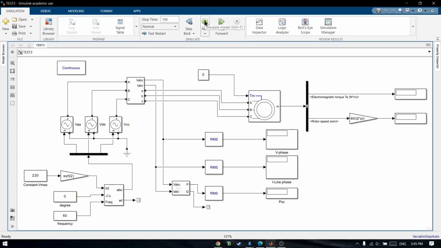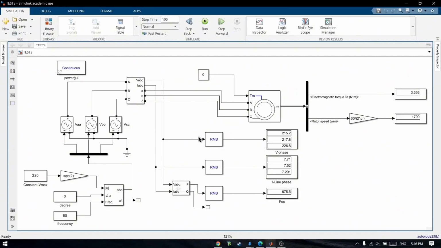Okay, here is the simulation model for the no-load test: voltage source, synchronous machine block, RMS block, speed and torque output, constant voltage, and frequency input. I will run the simulation. As you can see, the motor operates at nearly synchronous speed.